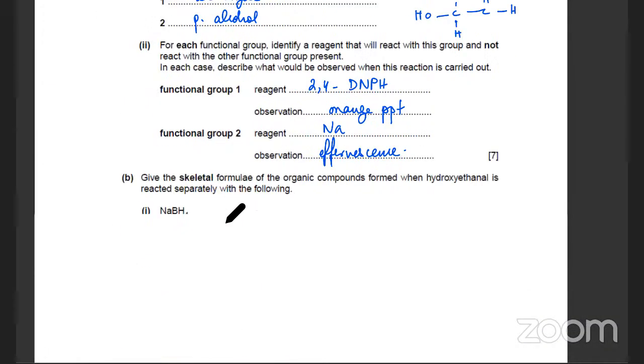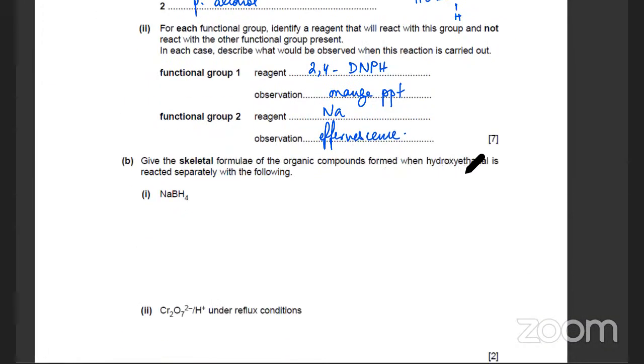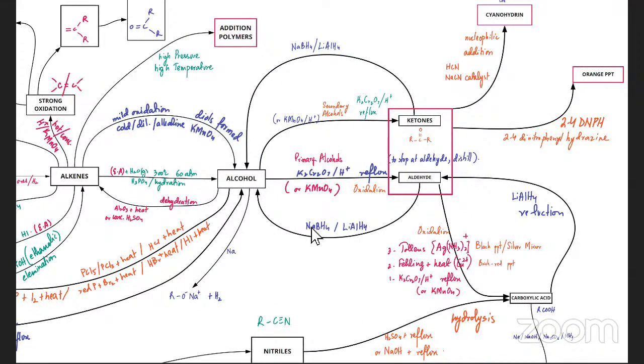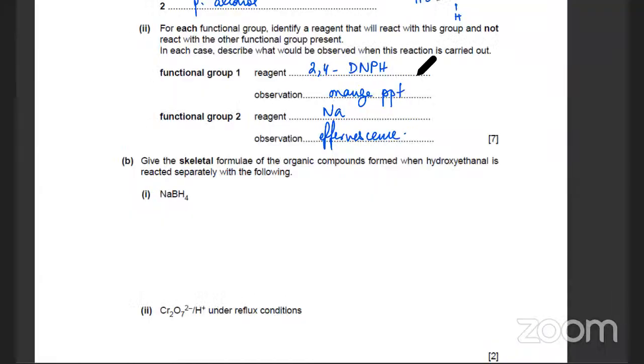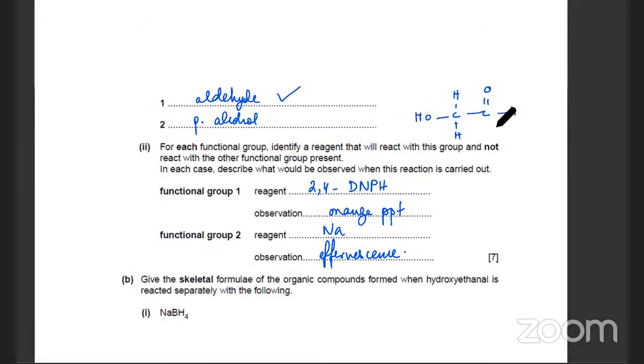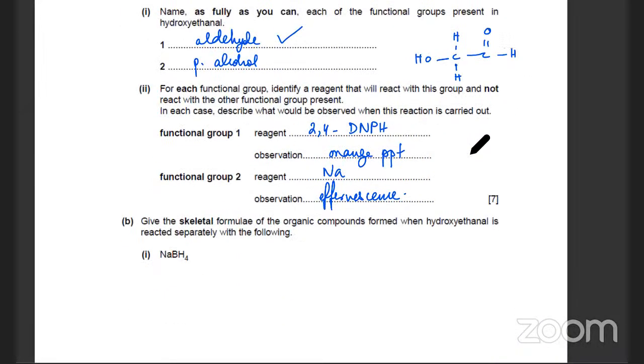So then you've got, give the skeletal formula of the organic compound formed when it's reacted with the following: NaBH4. That's reduction. What will happen is that the aldehyde with NaBH4 is going to get reduced back to an alcohol. This part, it's this part. So that's what you're going to do. Turn this back into an alcohol. So it's going to become a diol. I mean, this part was already an alcohol. The other part, which was the aldehyde part, would also turn into an alcohol. So it's going to turn into a diol.